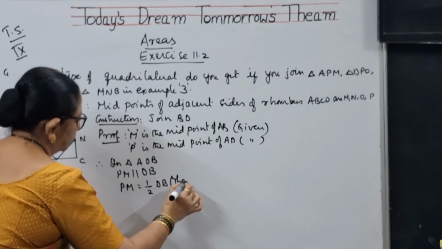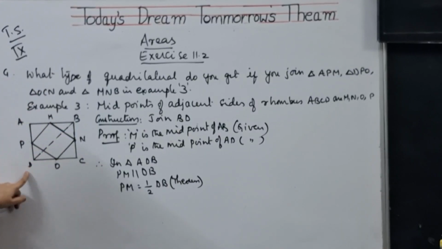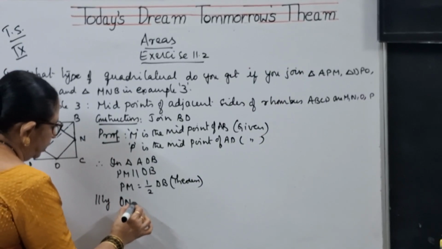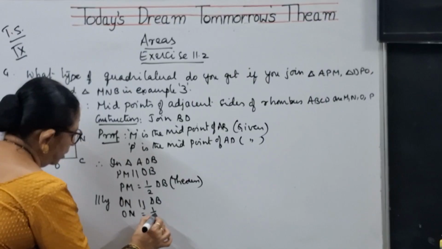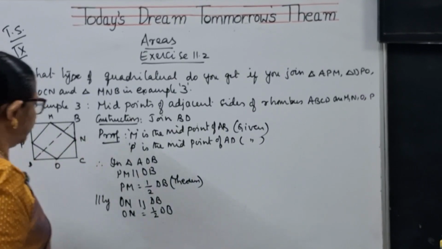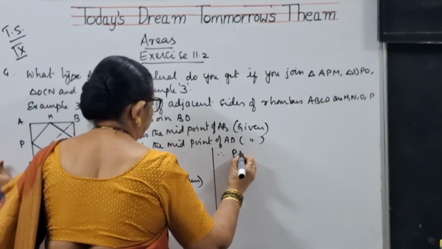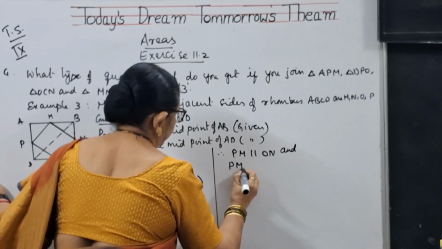These are all basing on the theorem which you have learnt earlier. That is, the line joining the midpoints of two sides of a triangle is parallel to the third side, and this is also half of the third side. So PM is parallel to DB, and also PM is half of DB. Similarly, ON is parallel to DB, and also ON is half of DB. Because if you take this triangle, ON is parallel to DB, ON is half of DB. So what are you getting here, children? Therefore, PM is parallel to ON and PM is equal to ON.